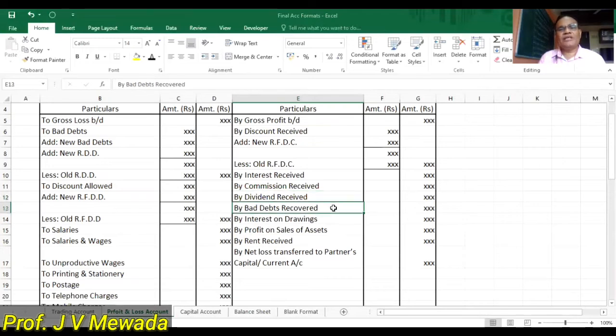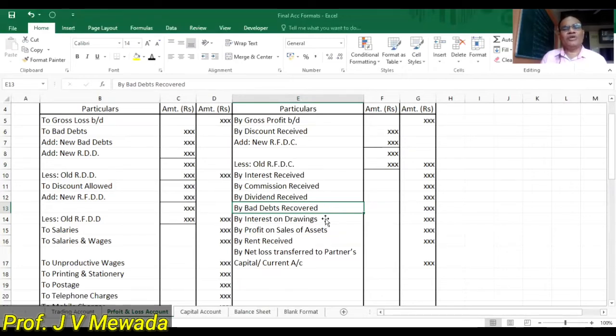Then bad debts recovered. Now here on the debit side we are having bad debts. Bad debt means the amount is not recoverable from the debtor, and that is why that amount is transferred to bad debts. And bad debt recovered or bad debt recovery means the position of the debtor improves after writing off the amount to bad debts. So now there is no due from the debtor, but even though there is no due, he being an honest person, he makes the payment to us, and that is why it's a type of profit to us. So we are supposed to record it as bad debts recovery.